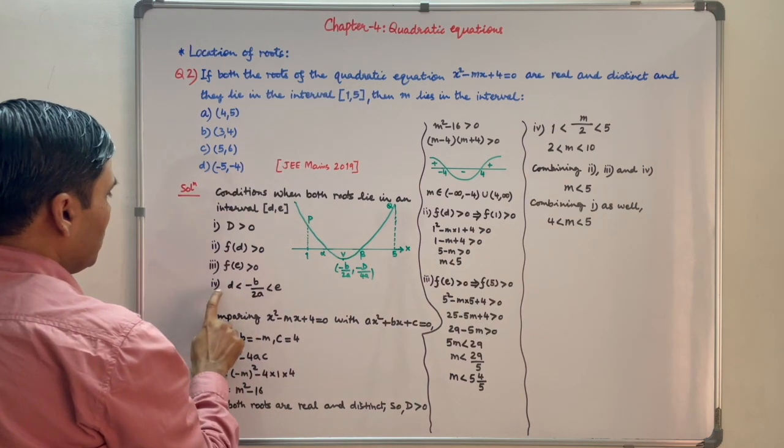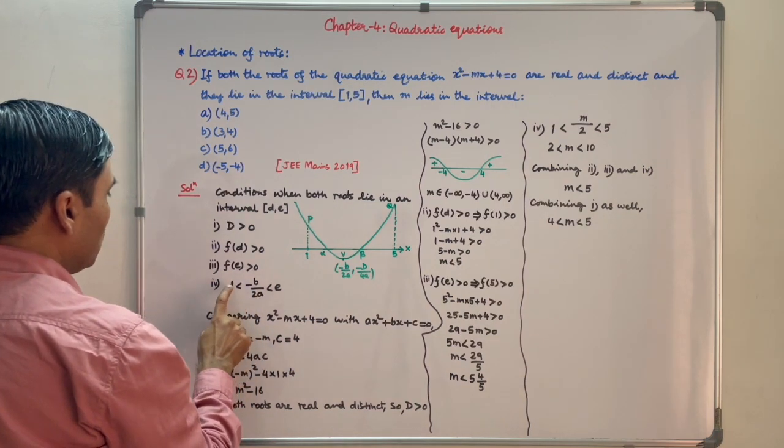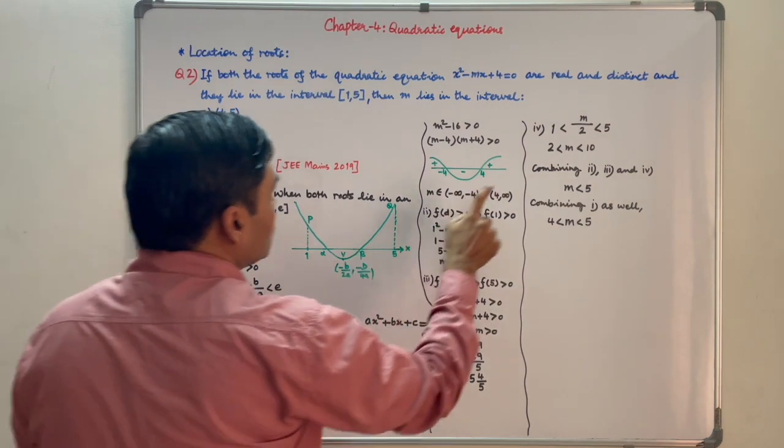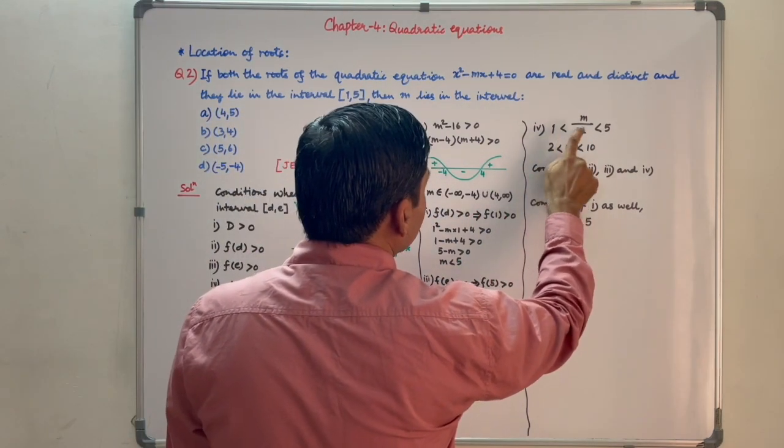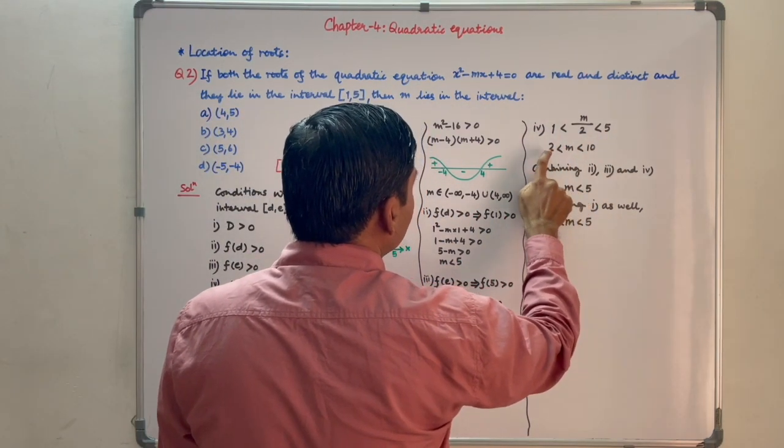Condition number 4. Minus b by 2a lies between 1 and 5. So m by 2 lies between 1 and 5, or m lies between 2 and 10.